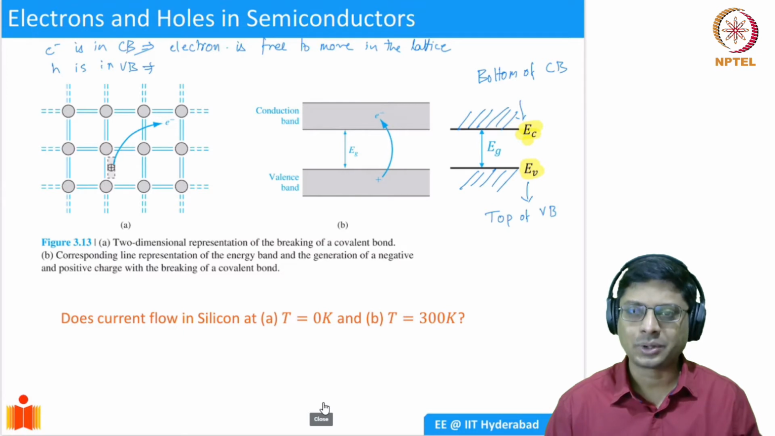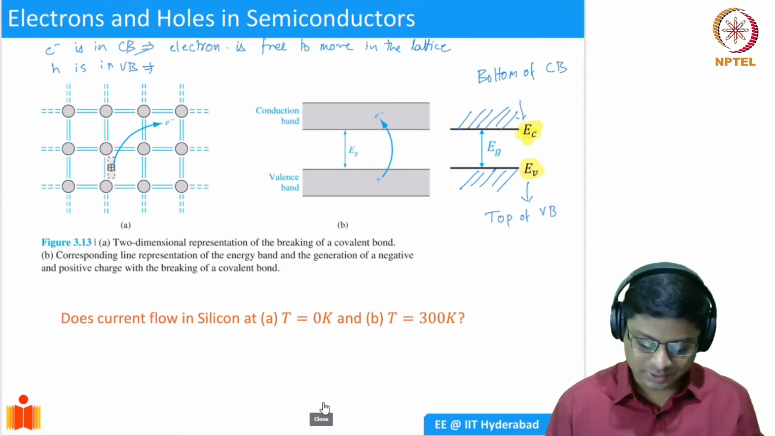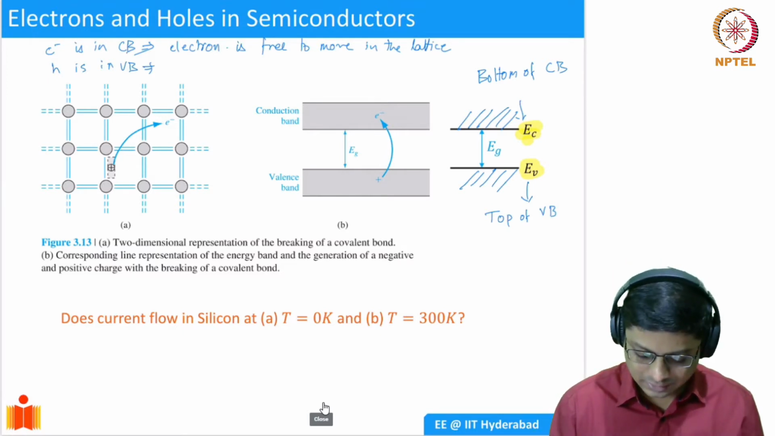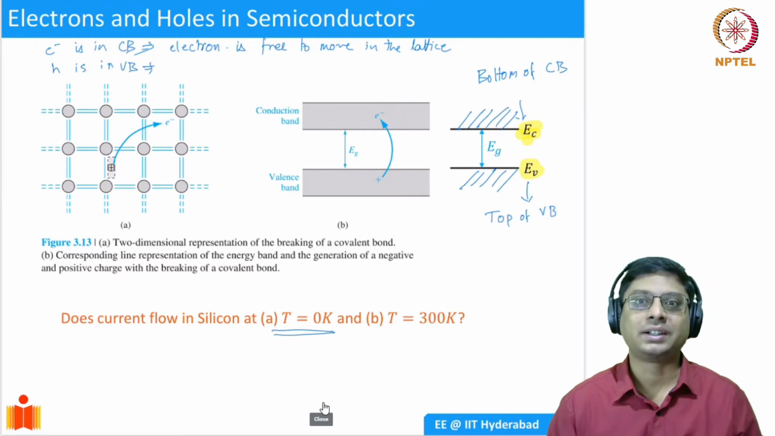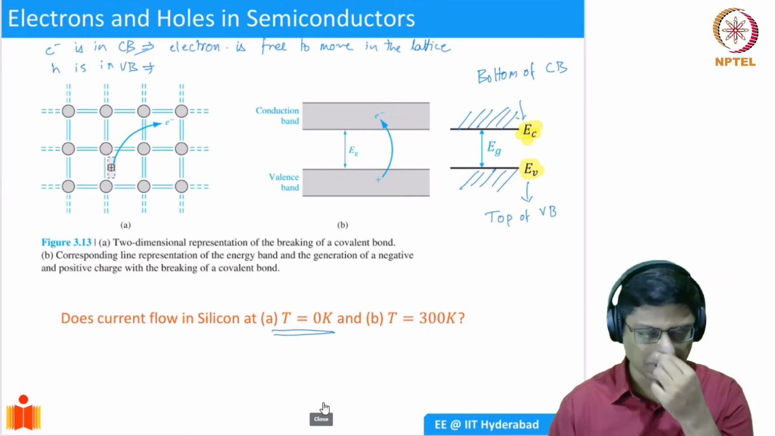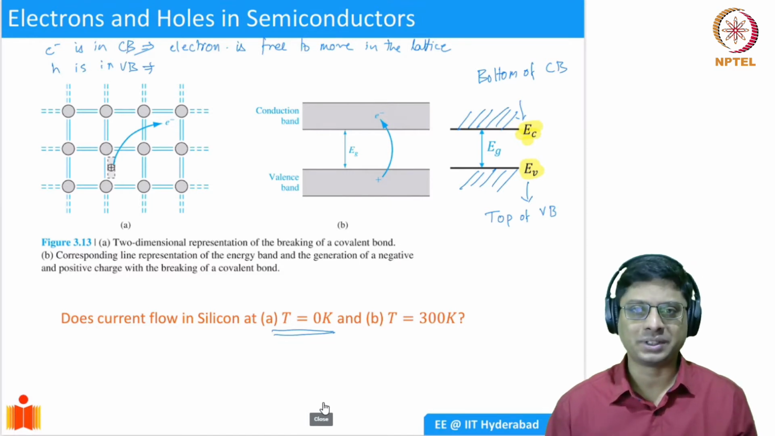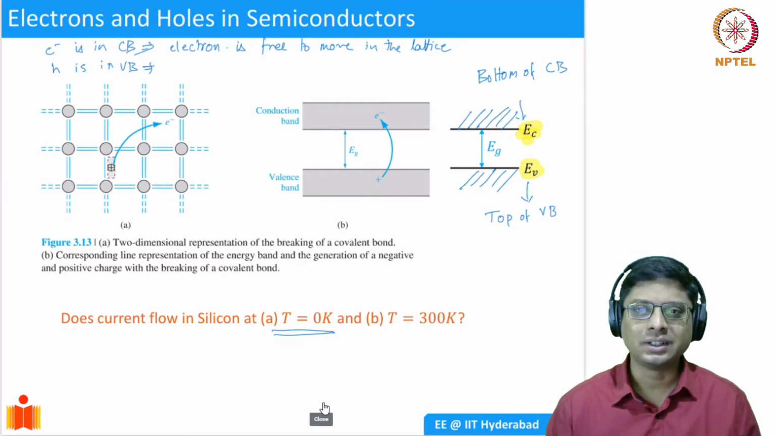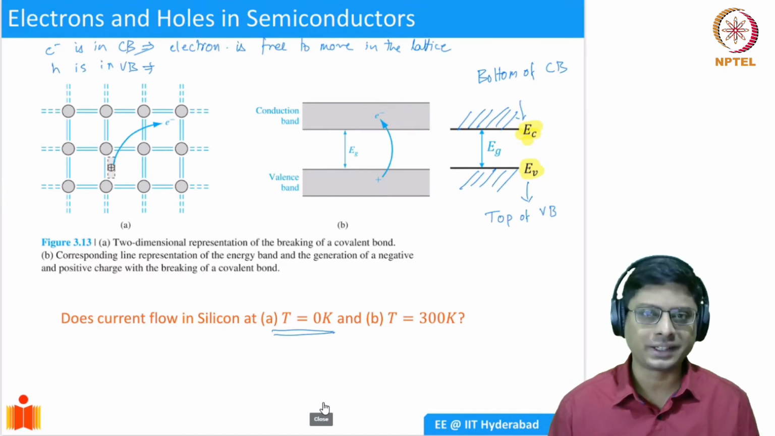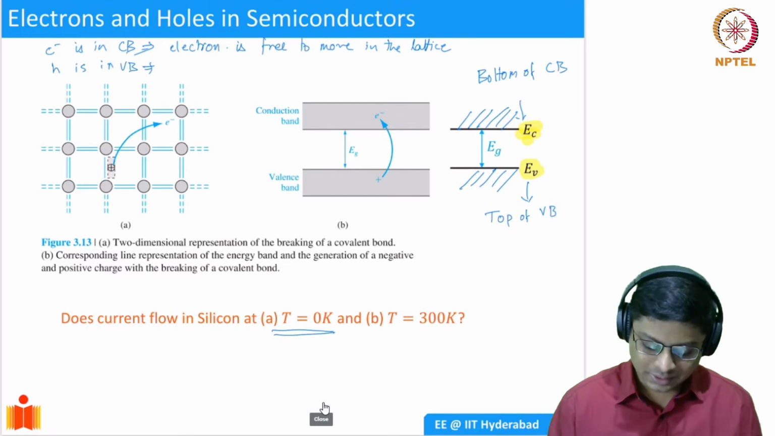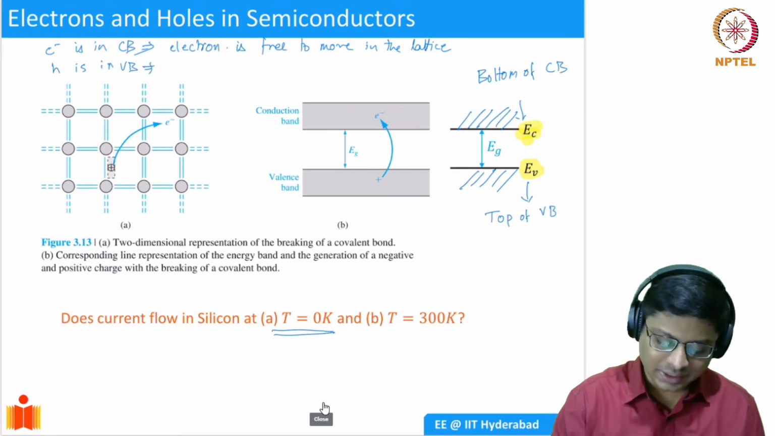Let's first assume that the temperature is 0 degrees Kelvin. Can this semiconductor carry current? You might be inclined to say yes, because you have so many electrons available. Each silicon atom has 4 electrons, and there are 10 power 22 silicon atoms per centimeter cube. So you have a huge number of electrons. Why can't it carry current? Of course it can, right? But it turns out that at 0 degrees Kelvin, it cannot carry current.